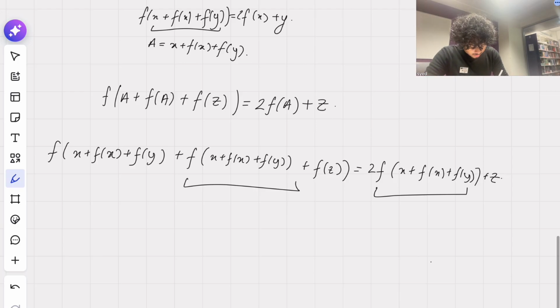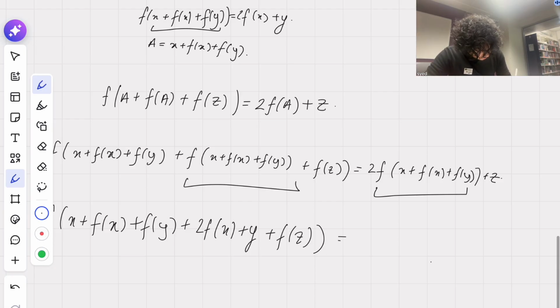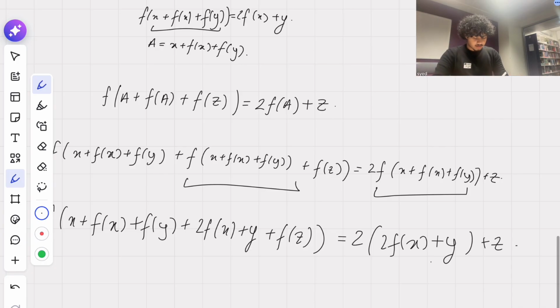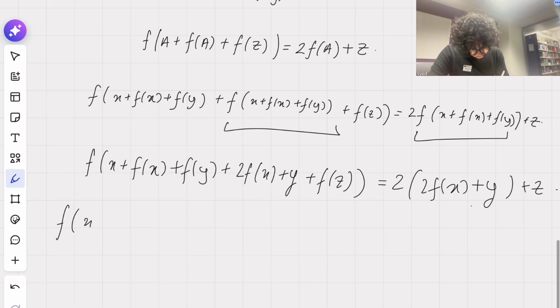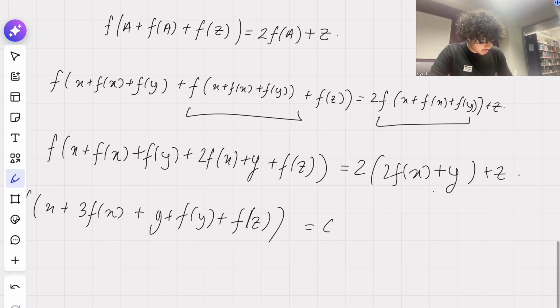So we get that f of x plus f of x plus f of y, plus 2f of x plus y, plus f of z is equal to 2 times 2f of x plus y plus z. Now we just collect terms, so we get f of x plus 3f of x plus y plus f of y plus f of z is equal to 4 times f of x plus 2y plus z.